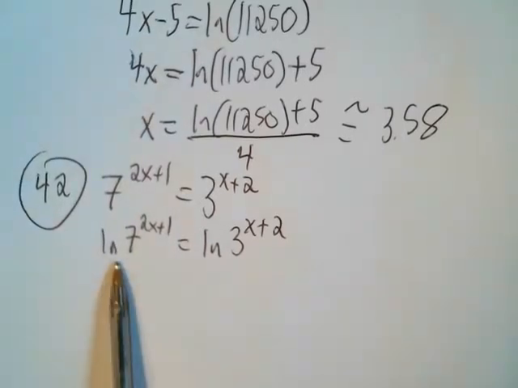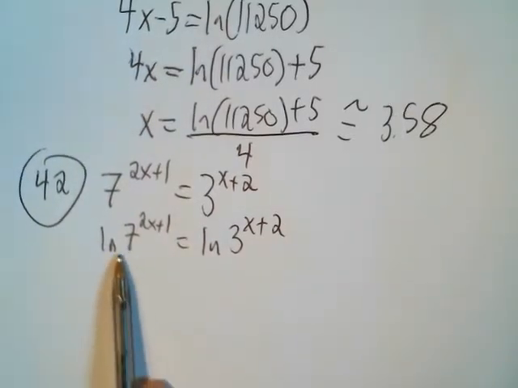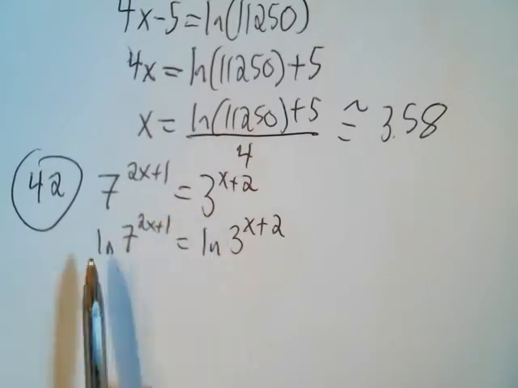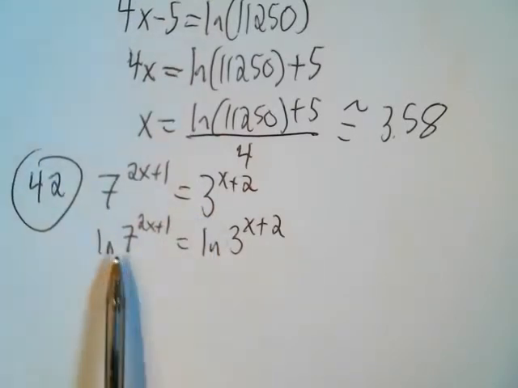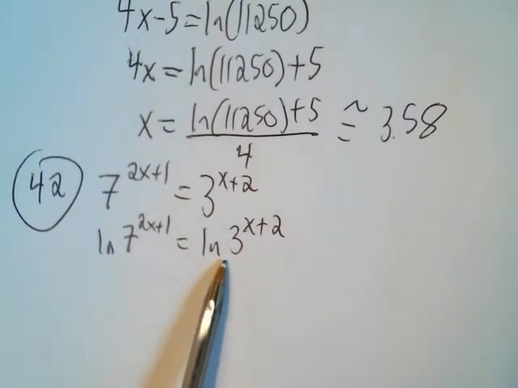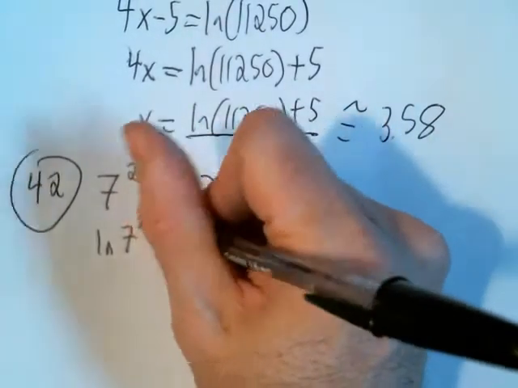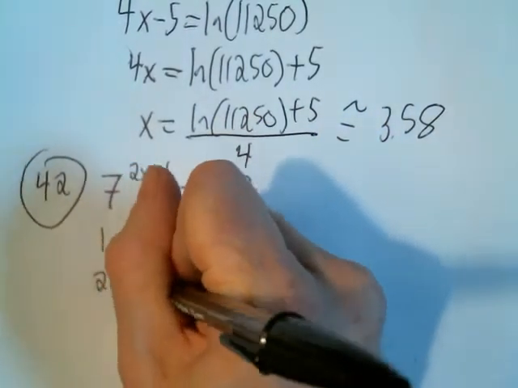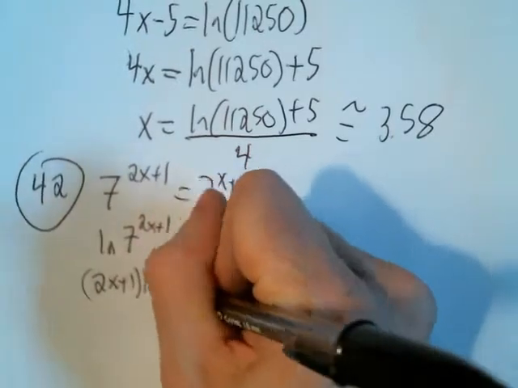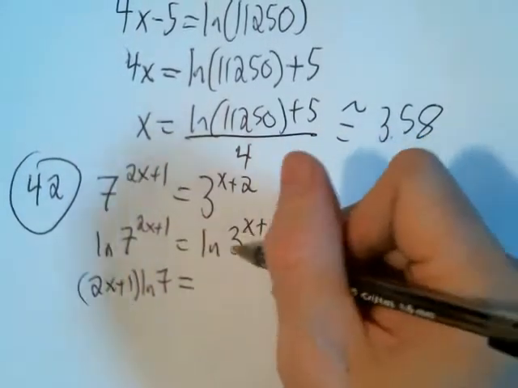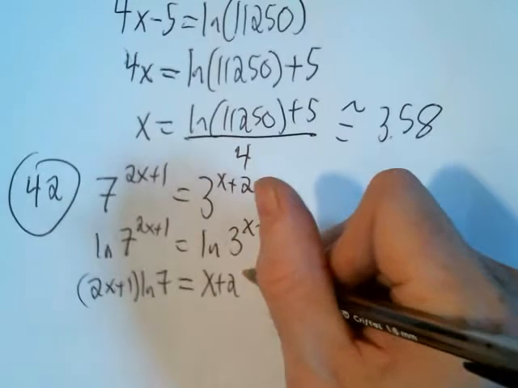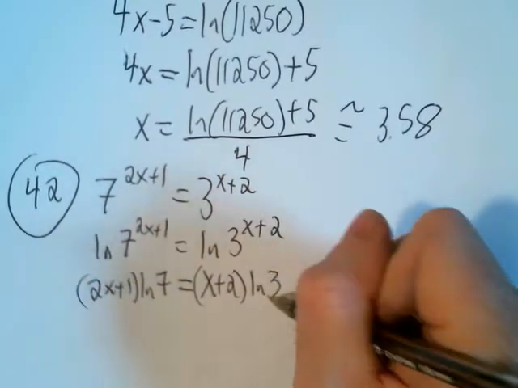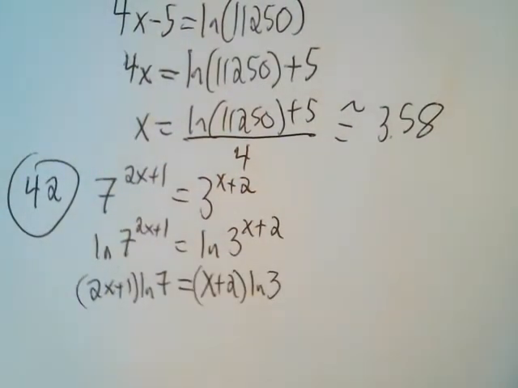The cancellation equations won't apply because you can't get the same base on both sides. So you're going to be stuck with this ln 7 and this ln 3. Do the power rule: you bring down the 2x plus 1, and then you have times ln 7. Over here, power rule, bring down the x plus 2, and you have times the ln 3. And then you have to solve for x.